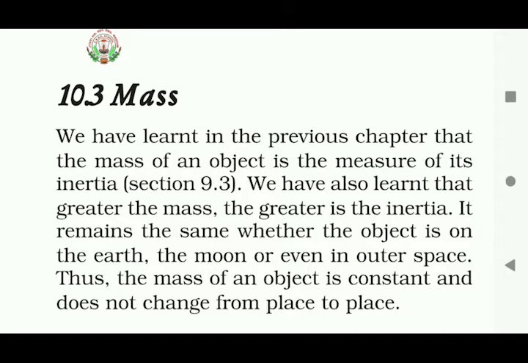A body contains the same quantity of matter wherever it be, whether on Earth, Moon, or even in outer space. So the mass of an object is the same everywhere, or it is constant. For example, if the mass of an object is 5 kilograms on the Earth, then it will have the same mass of 5 kilograms even when it is taken to any other planet or moon or in outer space. So we can say the mass of a body is constant and does not change from place to place.